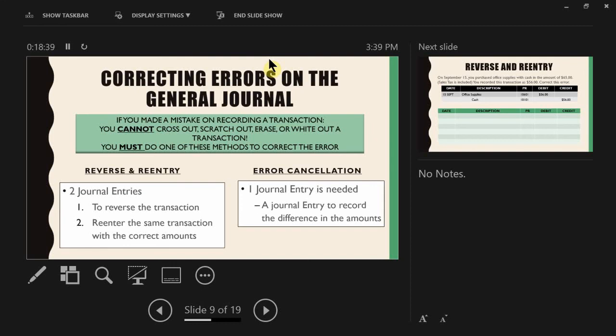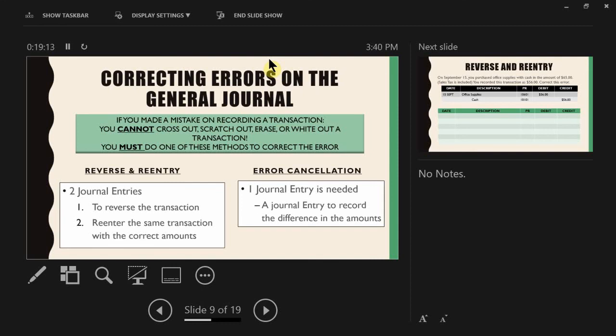Because we're practicing. But here are 2 examples of how you can correct an error in your journal, okay? So we have 2 ways. The first one I'm going to teach you is the reverse and reentry, okay? And the second one is called error cancellation. Now, when we reach the end of this, I'm going to determine which one's the easiest and which one is widely used, okay?